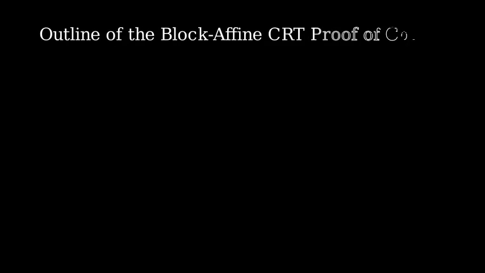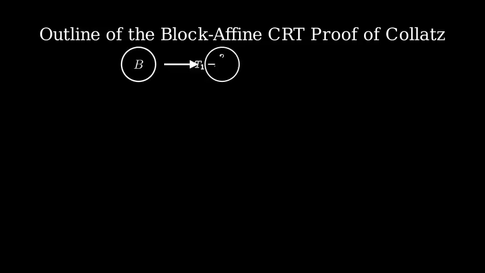Welcome to this video where we'll outline the block-affine CRT proof of the Collatz conjecture. Let's start with block decomposition and single-halving steps. Start with an odd b.